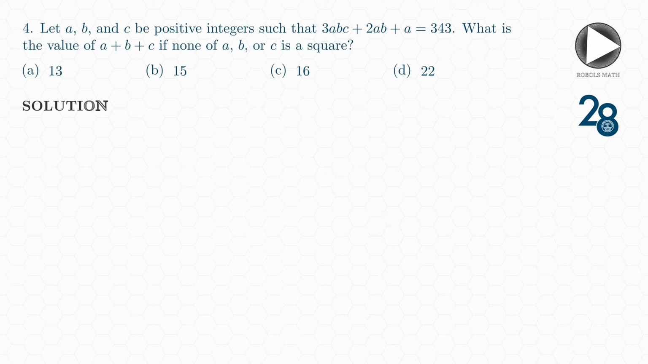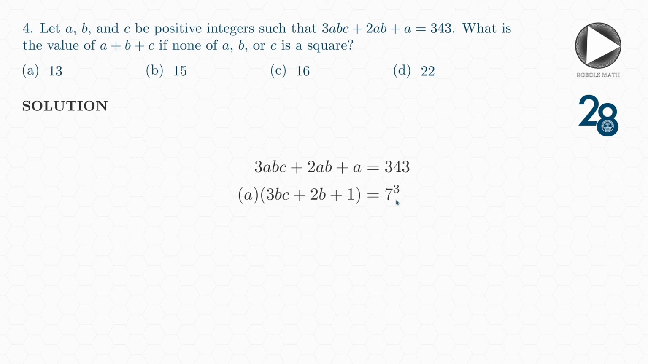Let's look at the given equation. We're given just one equation with 3 unknowns, so definitely we will not be able to find complete answers using that equation alone. So let's examine that anyhow. Note that we can factor out the A. So we get A times the quantity 3BC plus 2B plus C being equal to 343, which is equal to 7 cubed.